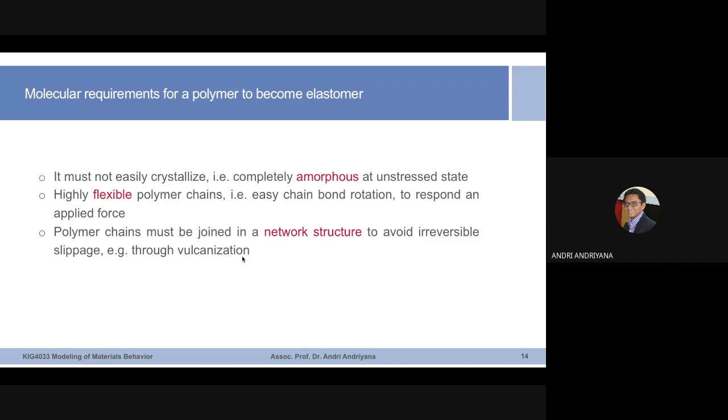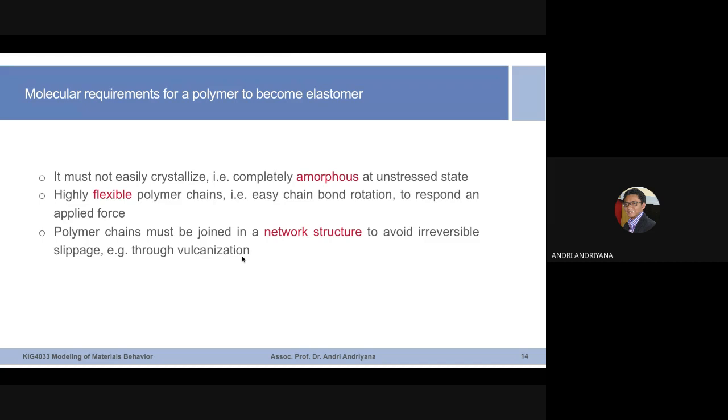And then the third one is that if we observe an elastomer, when you pull it 2-3 times its original length and then you release the load, it snaps back to its initial shape. So elastic deformation. How is it possible? So you need to create a network structure so that we avoid irreversible slippage, meaning that we avoid plastic deformations. Okay. So how can we do that?